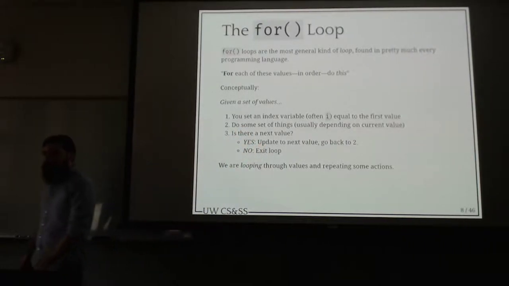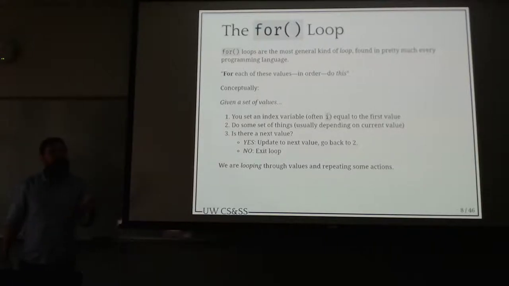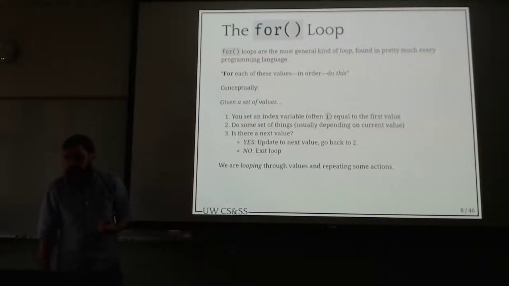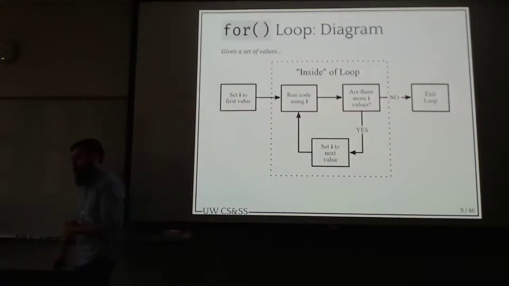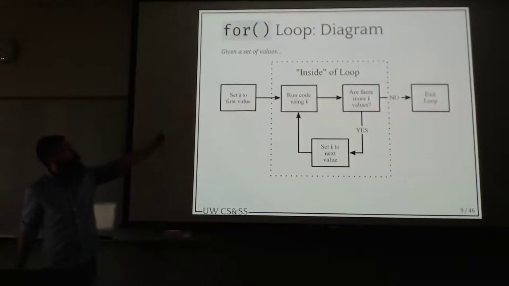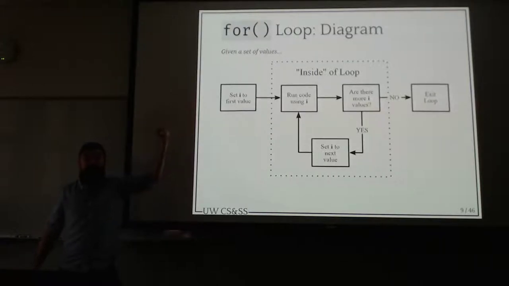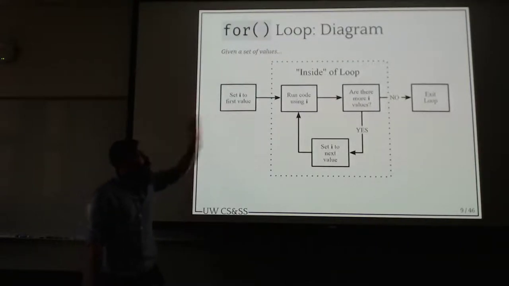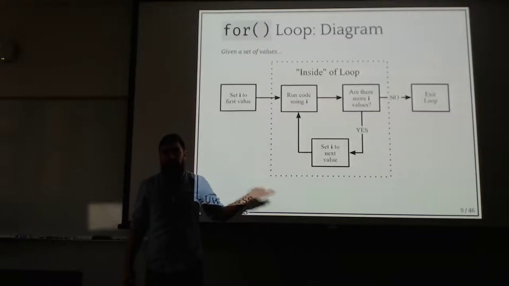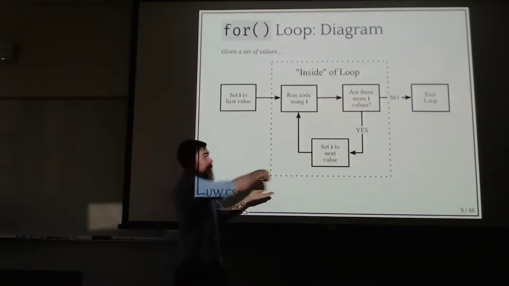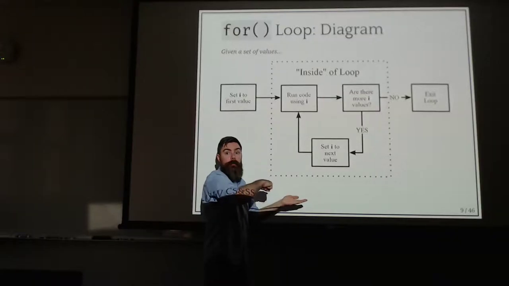Okay? The idea is that we are looping through values and repeating some action. Graphically, it looks something like this. Outside of the loop, you will set I to the first value. Very often, I is just going to be like the number 1. It's going to be the first element, say, of a vector. Then, this is the inside of a loop. And you can see why it's called a loop. It's just an actual loop, right?